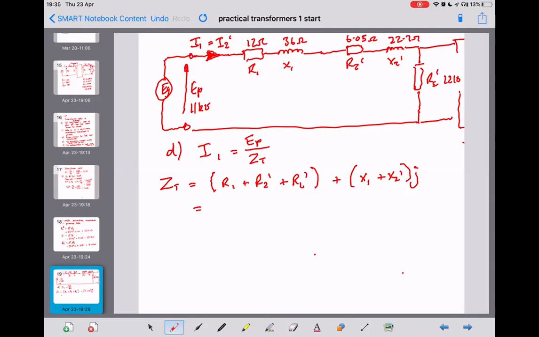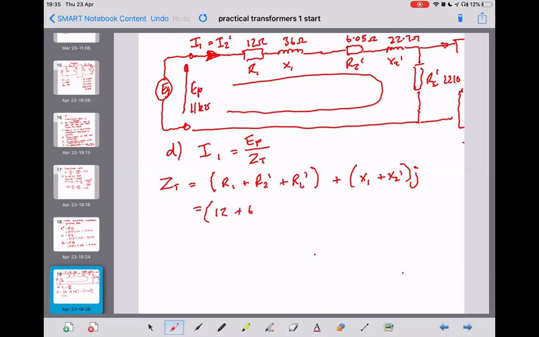So how come you can just add RL dash into the first two? Is that not in parallel? No, it's not in parallel, Robbie. Remember this transformer over here, I didn't really have room to draw it, has got nothing connected to it anymore because we shifted it over to the primary side. So there's no current flowing in here. The current flow is all in series around there. So we add the three resistive parts together.